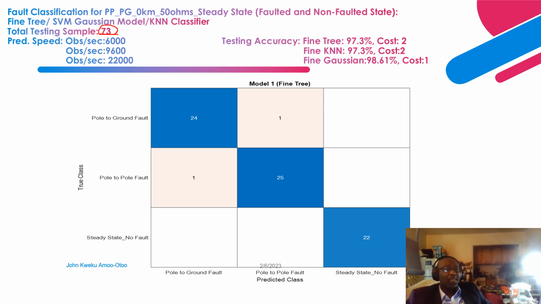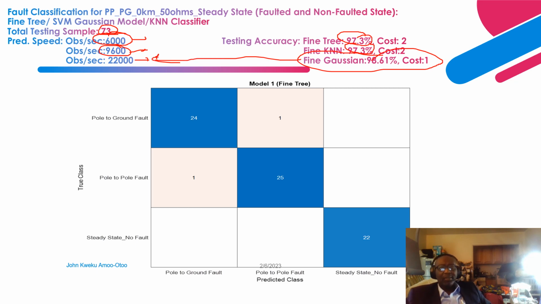This is the prediction speed for the fine decision tree algorithm, this is the prediction speed for fine KNN, and this is the prediction speed for fine Gaussian. So the accuracy is this. As you can see over here, fine Gaussian is giving me a very high accuracy, lower cost penalty, and higher prediction speed.